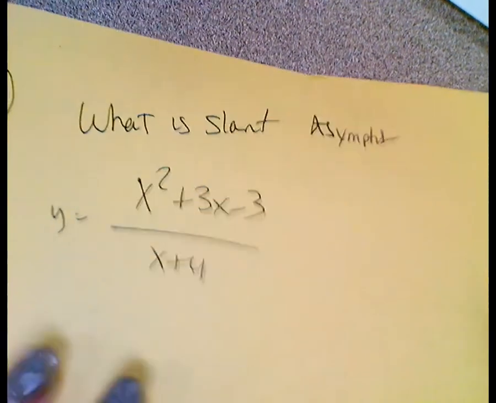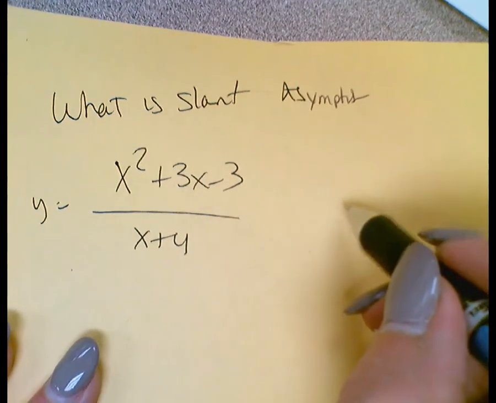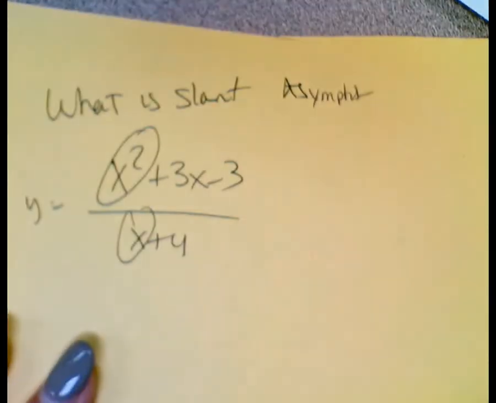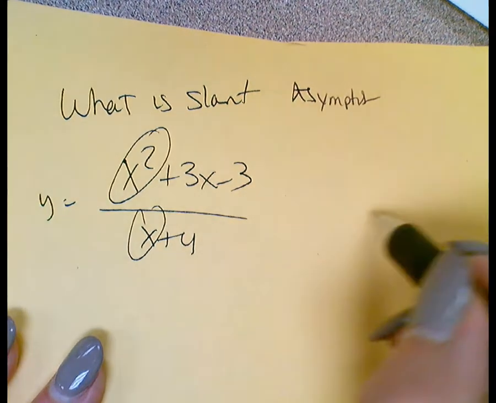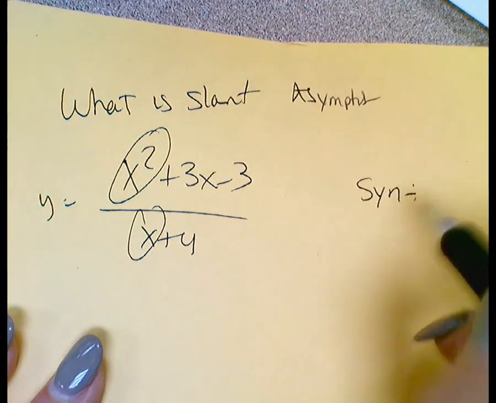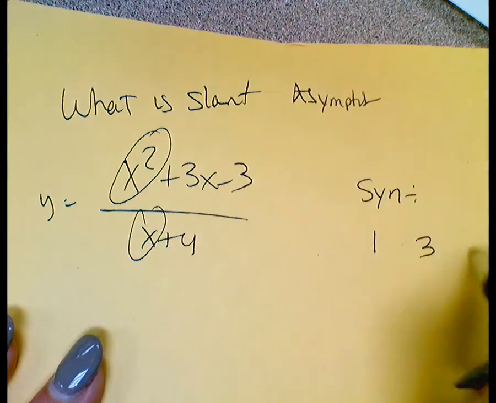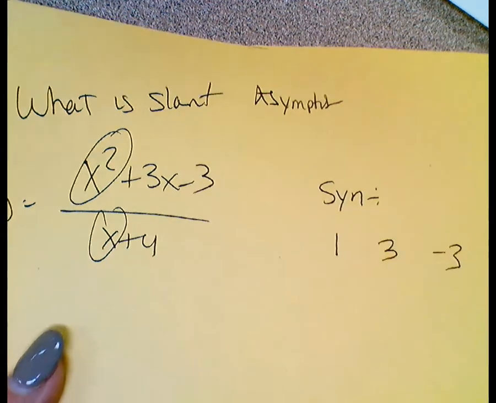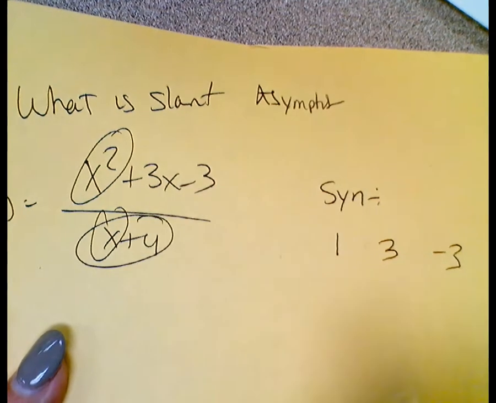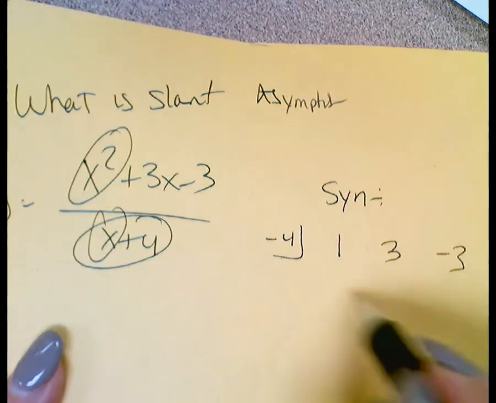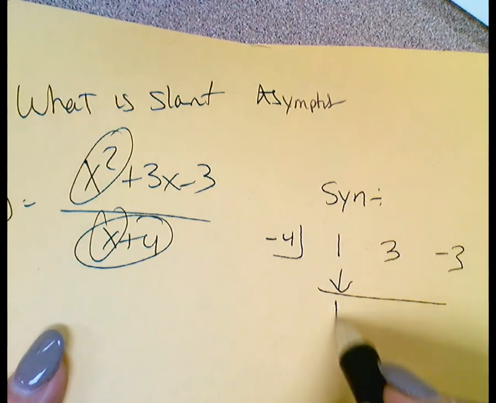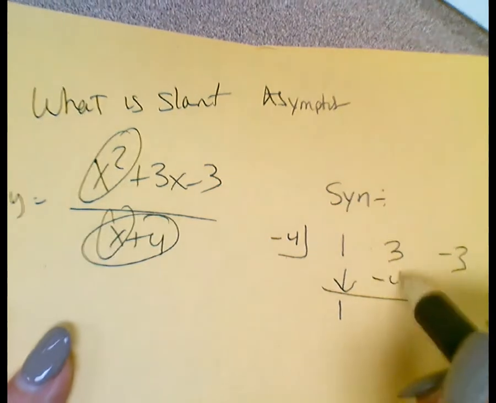This one, what is the slant asymptote? I'm not asking anything except the slant asymptote. This is 1 bigger than this, so that's why there's a slant asymptote. So you set up synthetic division. Coefficients of the top are 1, 3, -3. The 0 on the bottom, the divisor, is -4. Bring down the 1. 1 times -4.